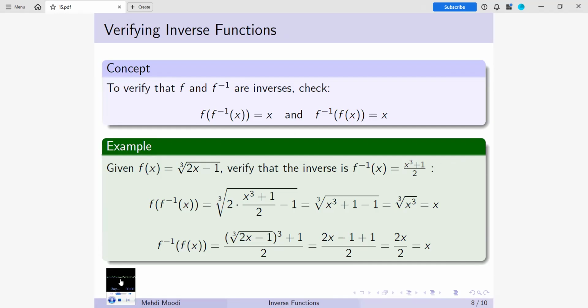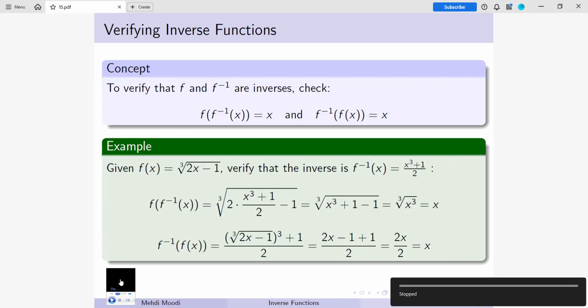The composition works cleanly in both directions. You plug one function into the other, and they cancel out perfectly like Ctrl+Z after a terrible edit in Photoshop.